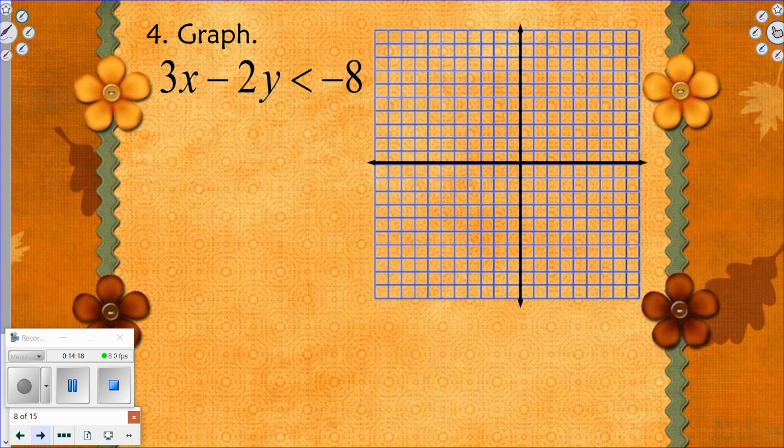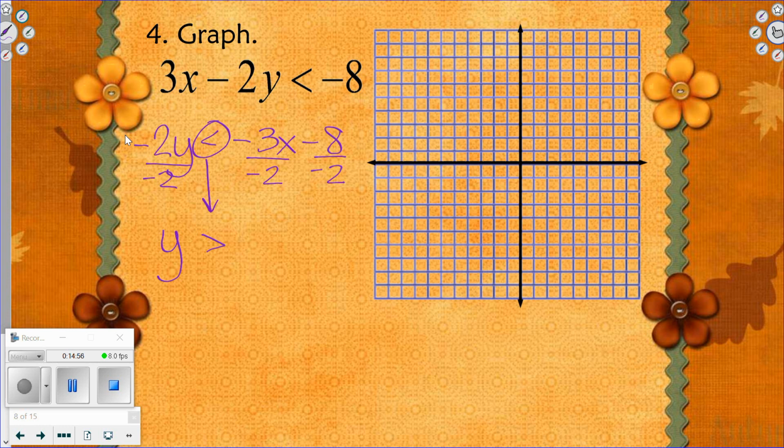All right. 3x minus 2y is less than -8. What should we do first? Good. Let's minus the 3x. So -2y is less than -3x minus 8. Then what would we do? Good. Divide by -2. Good. I'm going to have to switch that inequality sign, right? Instead of a less than, that would flip to a greater than, because I divided by a negative number. That's why it flipped. So -3x over -2.